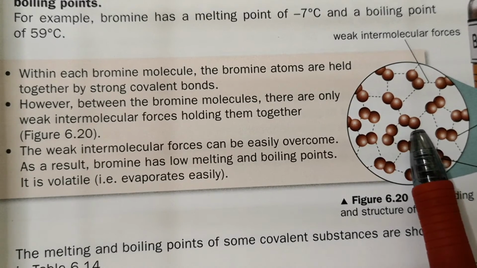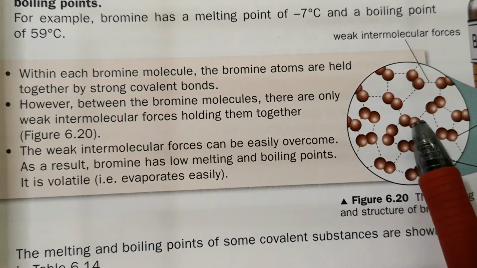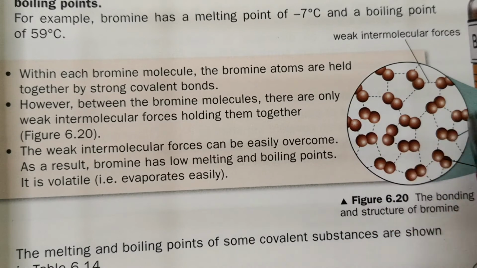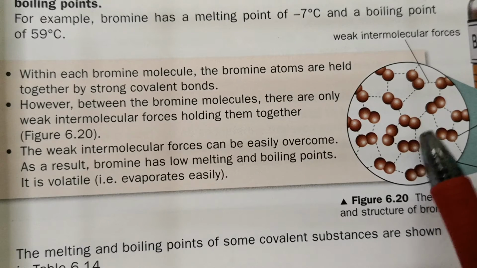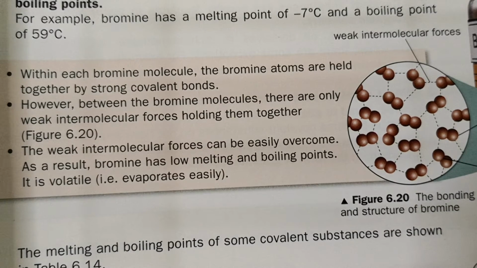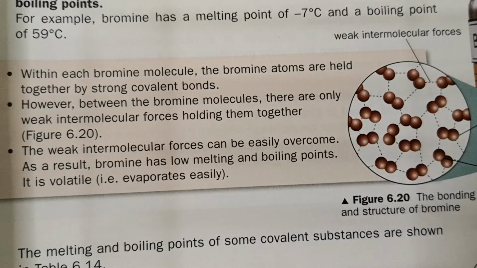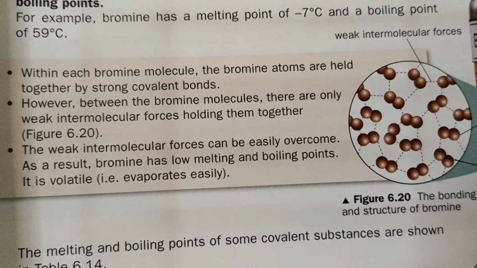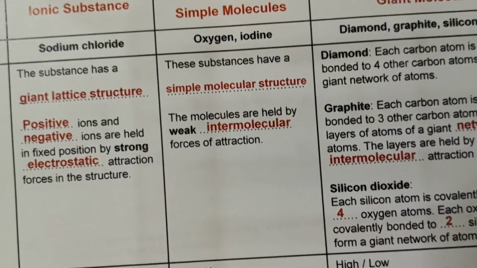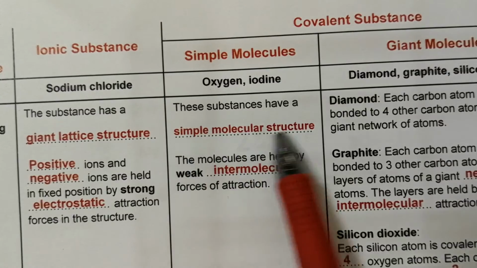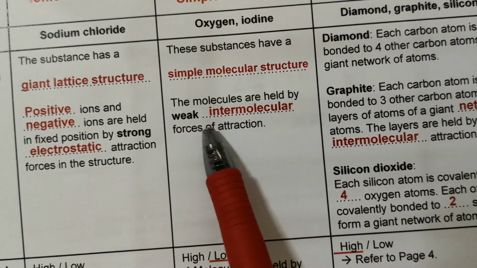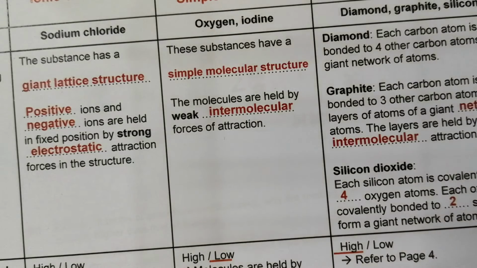This is bromine, group 7. So you can see the Br2, the bromine molecules. All the bromine molecules are far apart from each other. And they are attracted by the dotted line, which is called the intermolecular attraction forces, and this intermolecular attraction force is very weak. So the covalent substance has a simple molecular structure, and the molecules are held by weak intermolecular attraction forces.